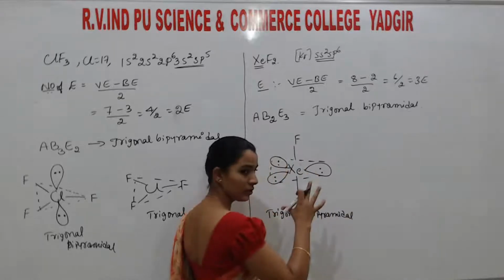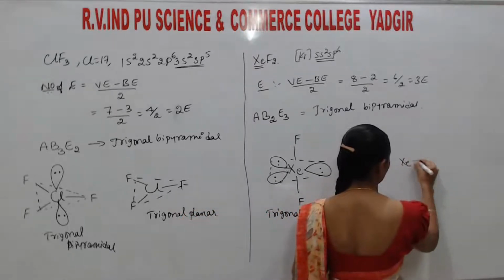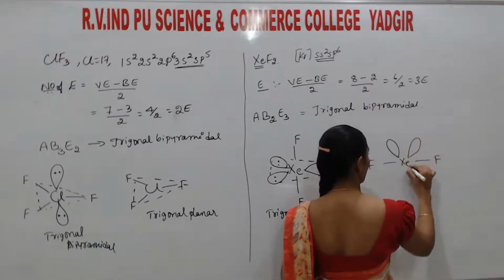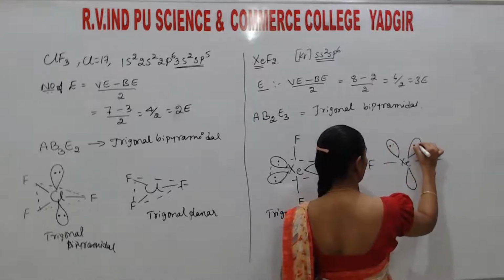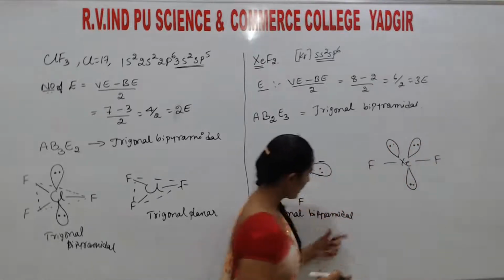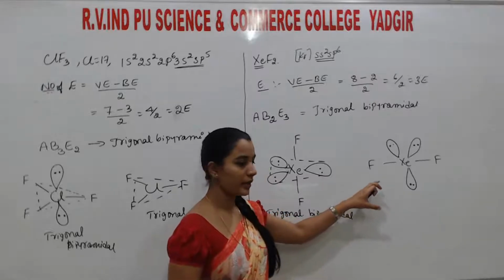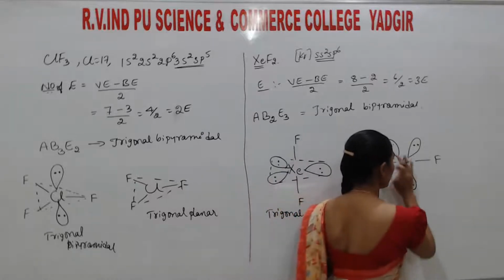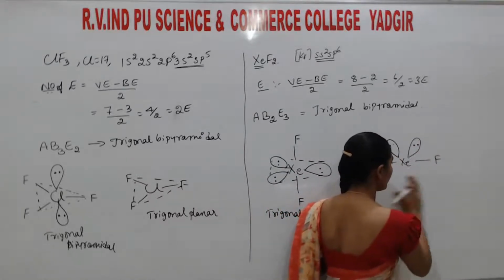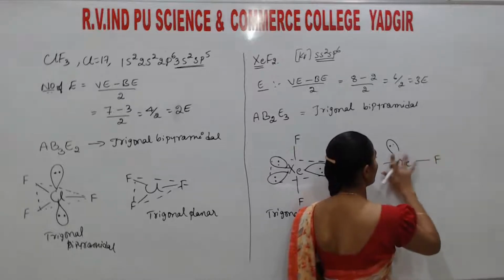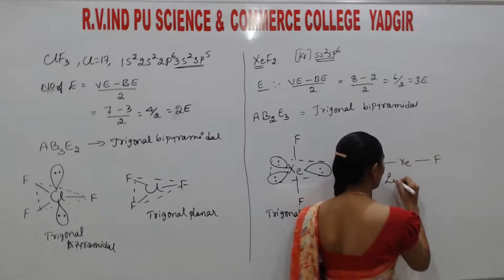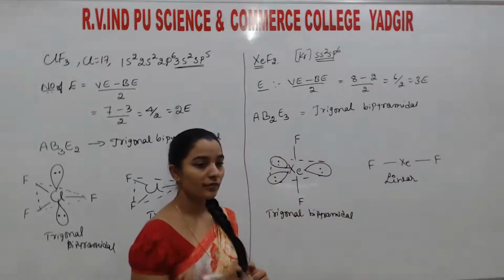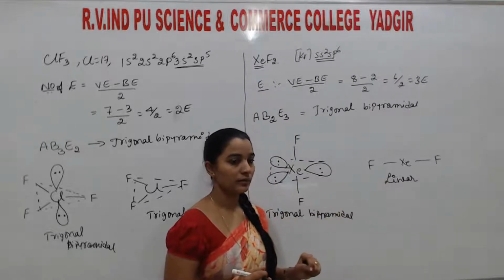bipyramidal. So students, I'll just rotate the molecule here. Xenon, fluorine, one lone pair, another lone pair. Okay, this is what I just rotate this molecule by 90-degree angle. So trigonal bipyramidal. Okay, so if you consider the lone pair, this is trigonal bipyramidal. If you just remove this lone pair, then the structure is what? Linear. If we consider only bond pair, the structure of the atom is linear.